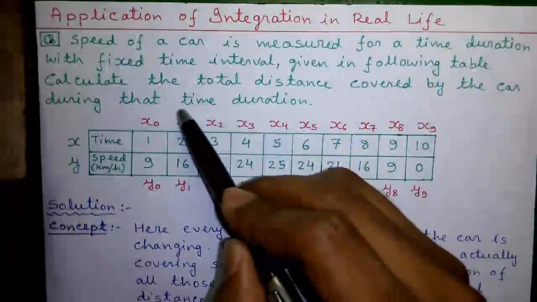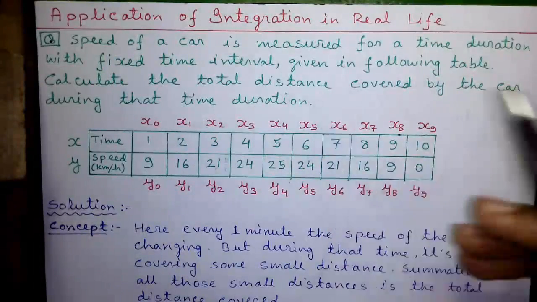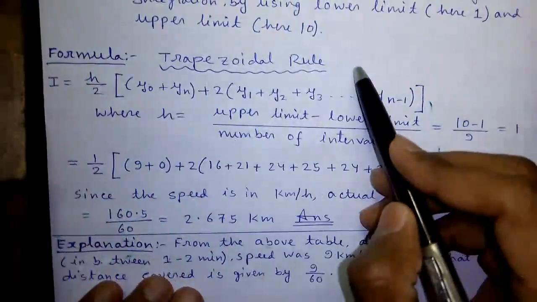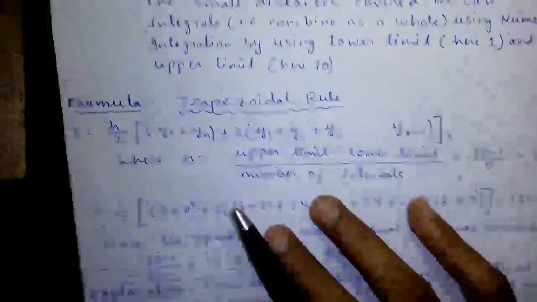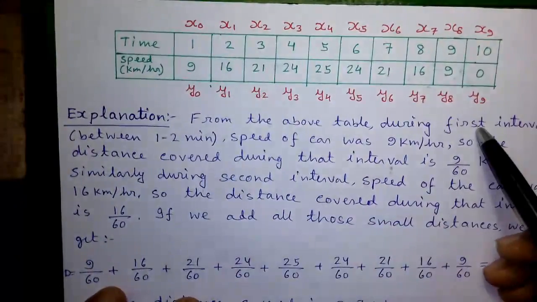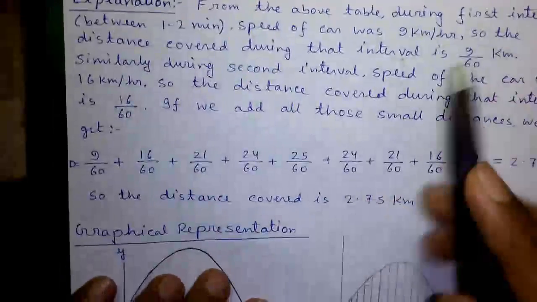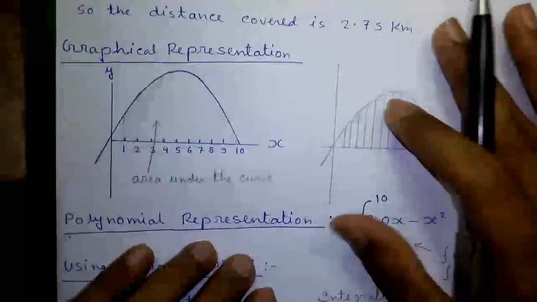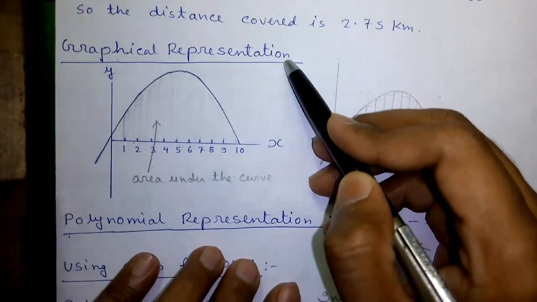There I find out the distance covered by the car. So I solved that problem using the trapezoidal rule. This was the distance. I also solved the same problem manually without using the integration technique, and the distance was 2.75 km.